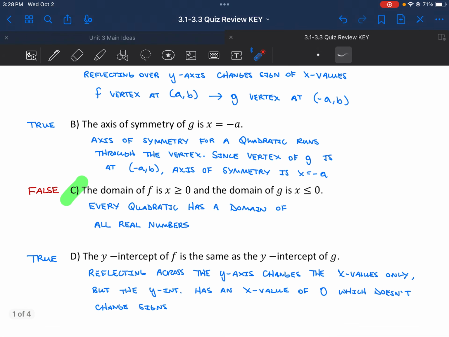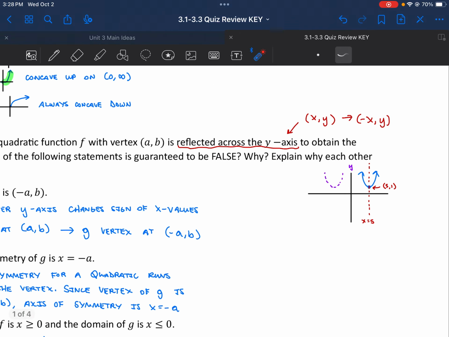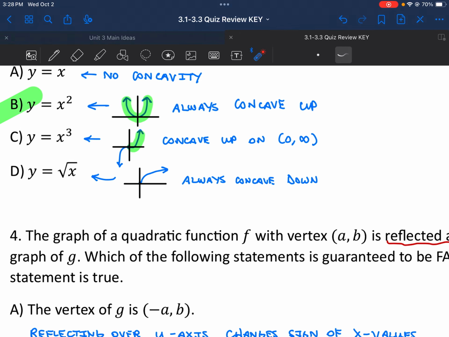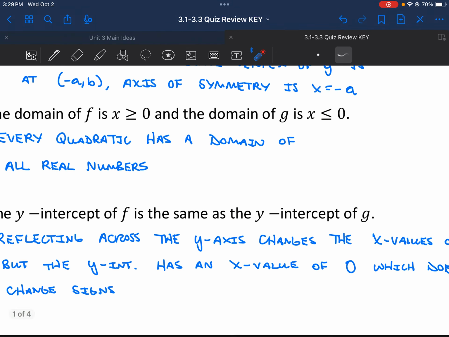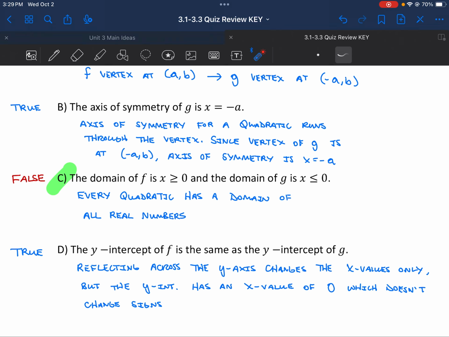And then part D, the y-intercept of f is the same as the y-intercept of G. This is going to be true. When you reflect across the y-axis, you only change the sign of the x values. But a y-intercept, like right here, has an x value of 0. And 0, you can't make positive or negative, so the x value of 0 doesn't change. So even when you reflect over the y-axis, the y-intercept is going to be the same. But if you reflect over the x-axis, the y-intercept could be different.